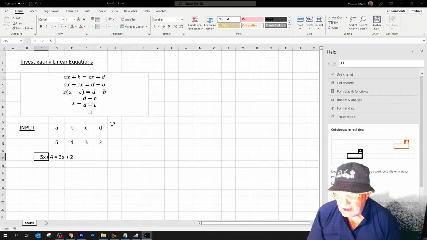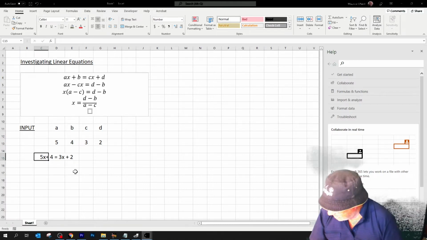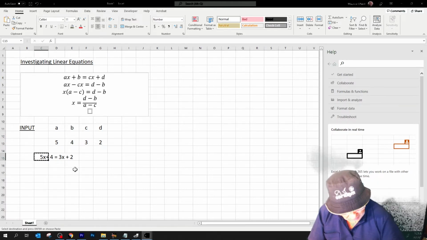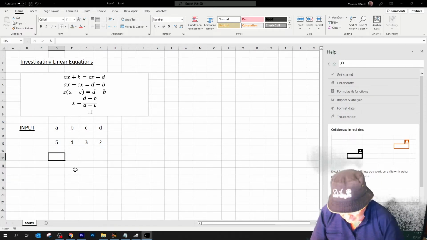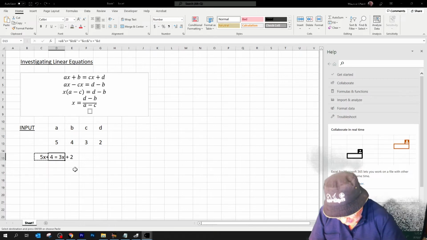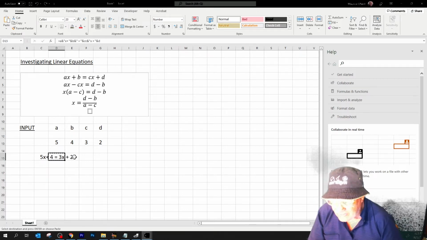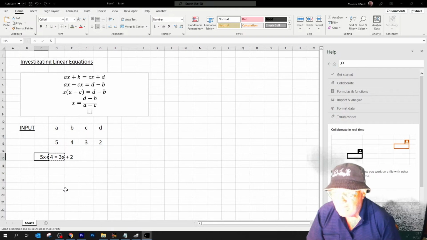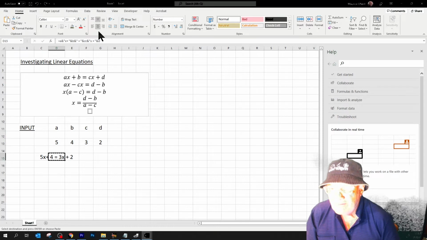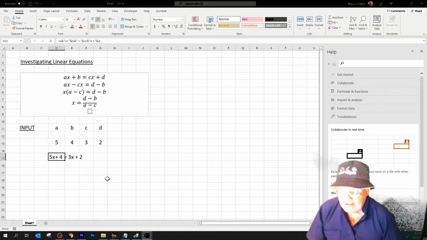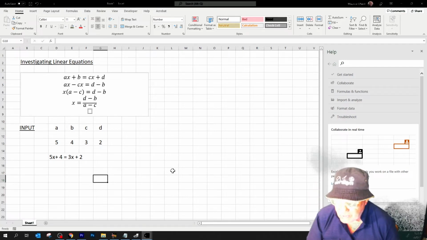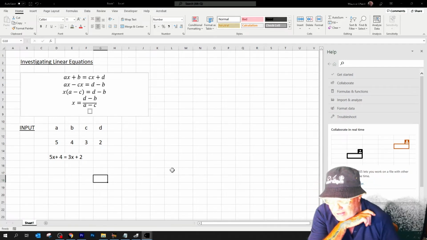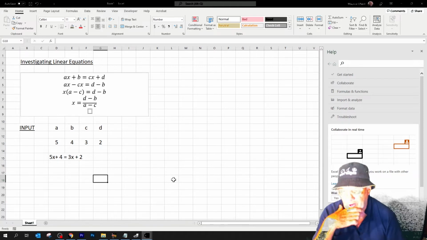So where's that sitting? That's sitting there. I just might move that over one. Control X. Enter. Control Z. Control X. Control X. Oops. Oh, that's not it. That's it there. I might just put it like that. That's pretty good. 5x plus 4 equals 3x plus 2.